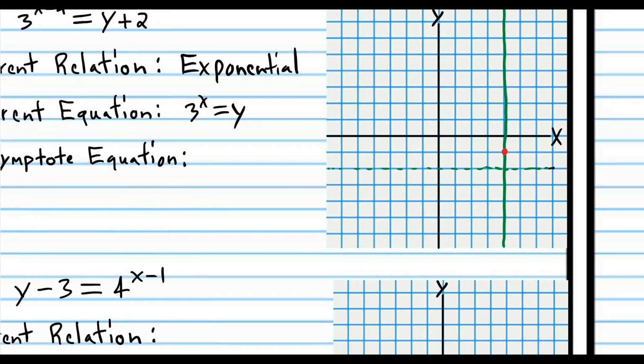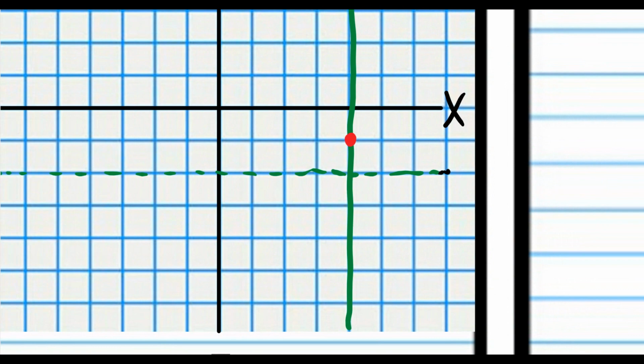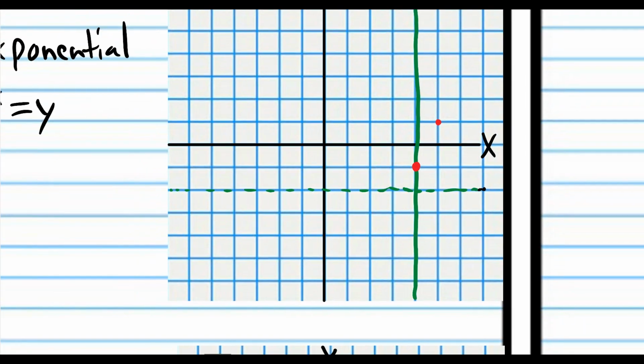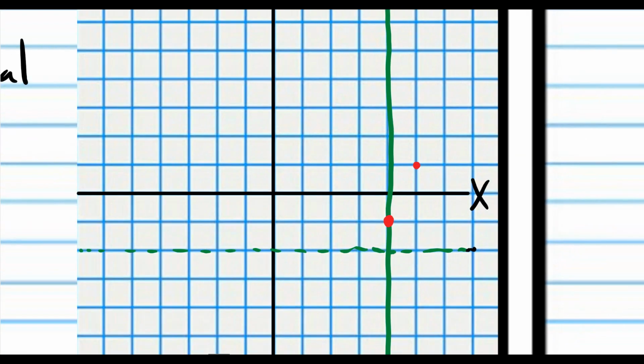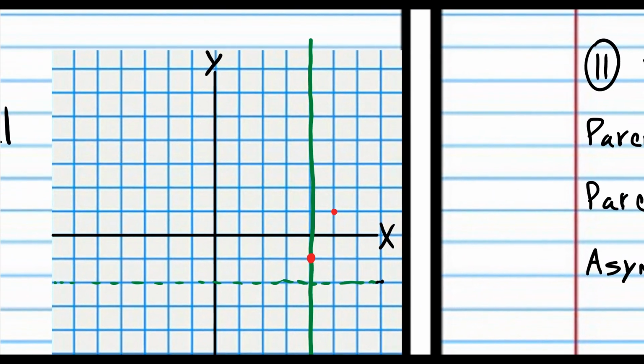Now, to find other points, we need to use this parent equation, assuming that this is the origin. Plug in 1 for x, and 3 to the 1 power is 3. So 1, 3. That gives us another point. And if we plug in 2 for x, 3 to the 2nd power is 9. So we have 2, 9. 1, 2, 3, 4, 5, 6, 7, 8, 9. So we just barely made it onto the window.